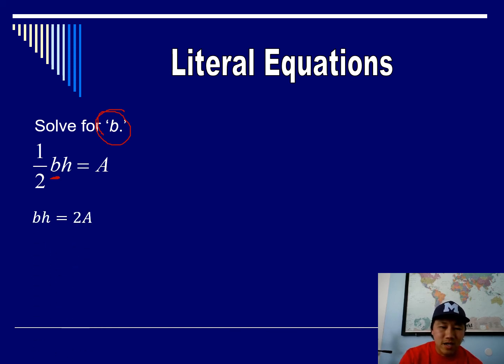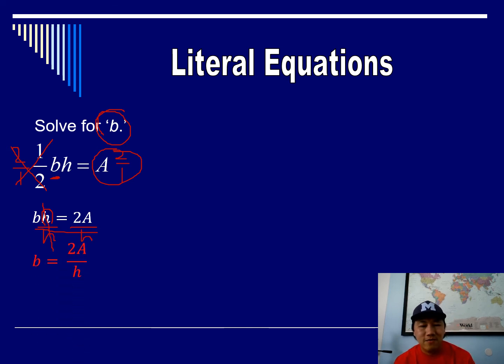And I'll show you what that looks like. If I multiply both sides by 2/1, these cancel out, and this is just 2a. And that's how I got to this part. And then there's one more step left, just to get rid of the h. To bring it to the other side, you have to divide it on both sides. So divide both sides by h, divide both sides by h. Those h's go away, and we have b equals 2a/h.